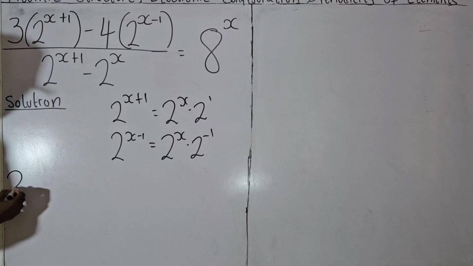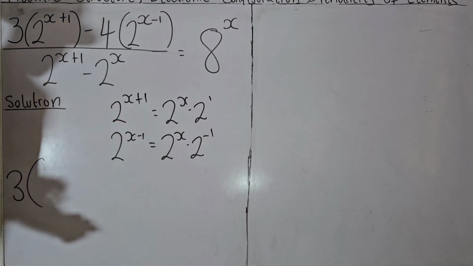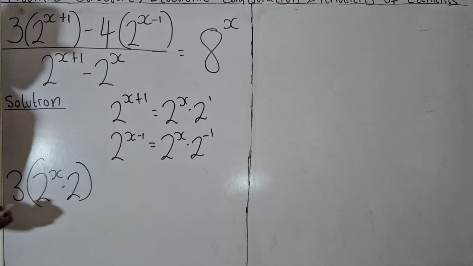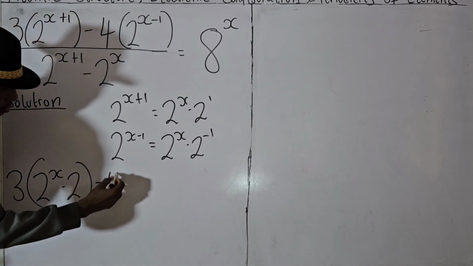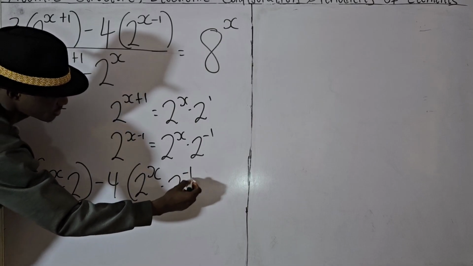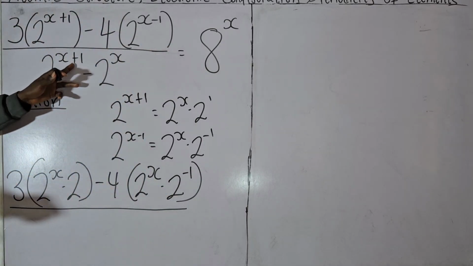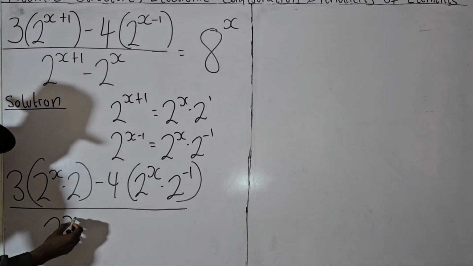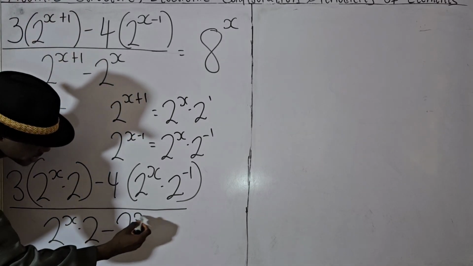Replace 3 multiplied by, instead of 2 raised to the power of x plus 1, replace it as this: 2 raised to the power of x multiplied by 2 raised to the power of 1. We know that 2 raised to the power of 1 is still the same thing as 2, right? Minus 4 multiplied by 2 raised to the power of x multiplied by 2 raised to the power of negative 1, right? This divided by 2 raised to the power of x plus 1, we're going to replace it as this. So we're going to have 2 raised to the power of x multiplied by 2 and then minus 2 raised to the power of x.